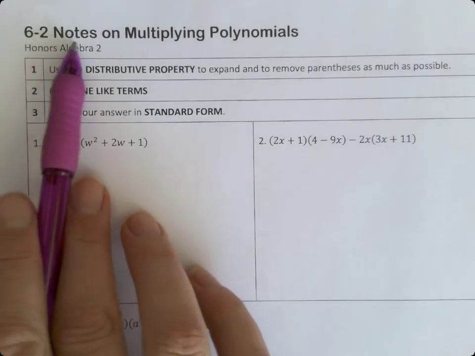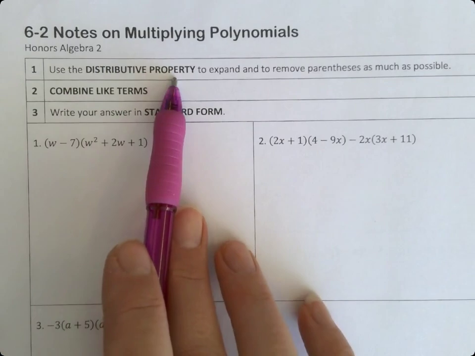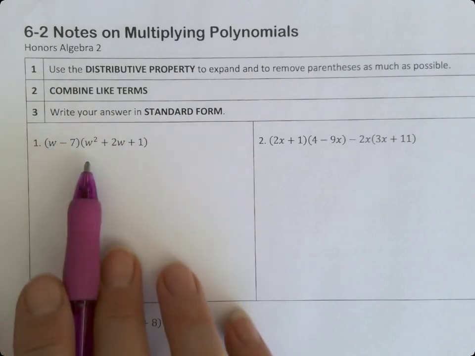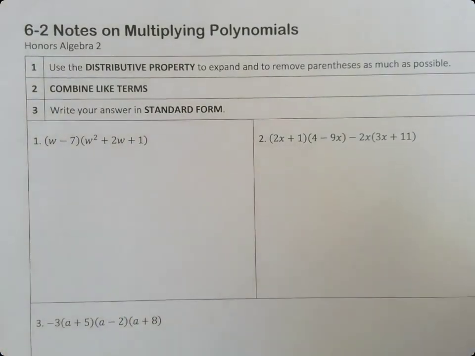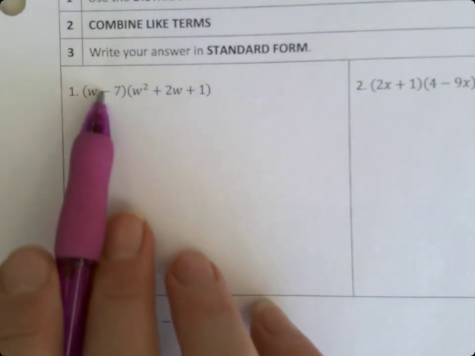All right, we're on 6.2 notes on multiplying polynomials. Use the distributive property to expand. So if we're distributing one term or monomial, we just distribute. If we have a binomial, we would do our FOIL method. But we're just jumping right in since we know how to distribute monomials. We know how to distribute binomials by a binomial. And we're going to do a binomial times a trinomial.